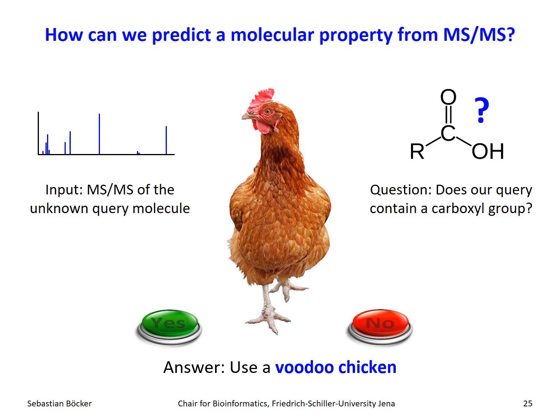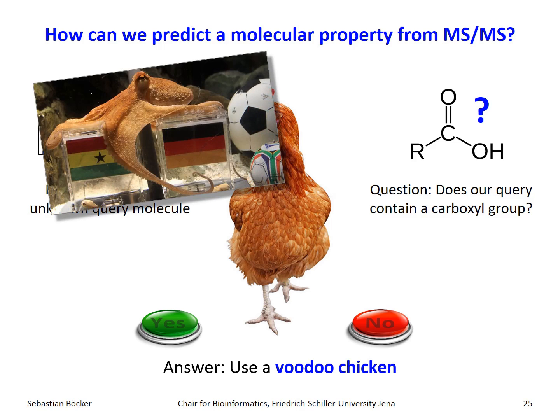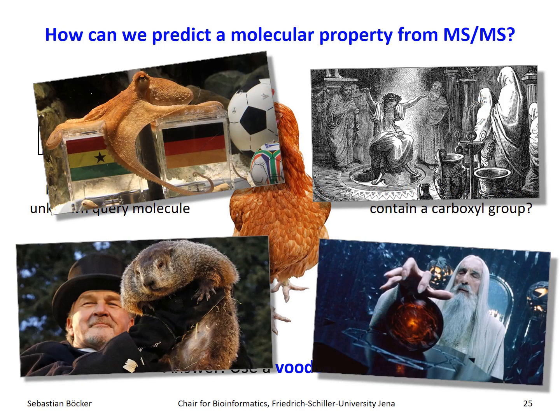What is that? Don't Google voodoo chickens. I think there are several upsetting photos and videos available which have nothing to do with what I have in mind. If you don't like the voodoo chicken, then instead you may consider other ways of predicting such things. Maybe Paul the Octopus to predict outcomes of soccer games, or you can think of the Oracle of Delphi. You can think of Phil the Groundhog, or you can think of a Palantir. I don't mind.